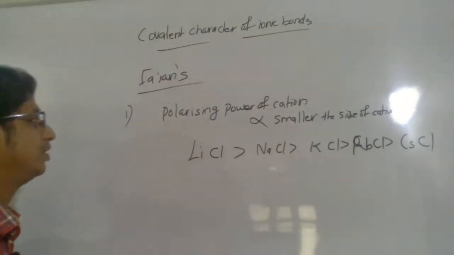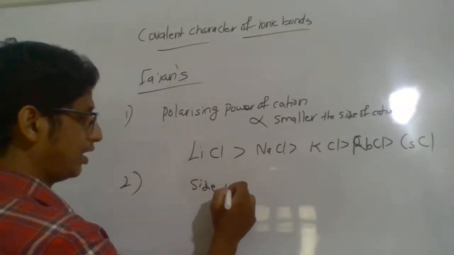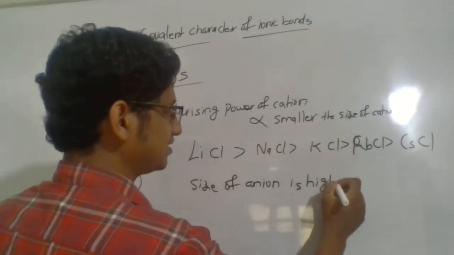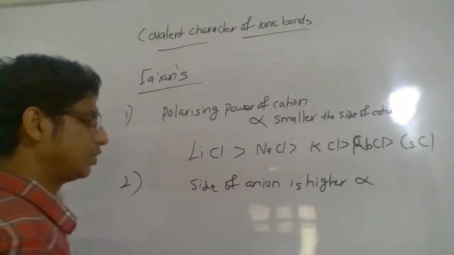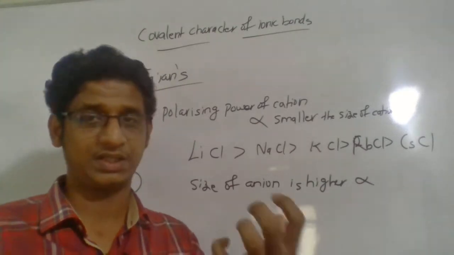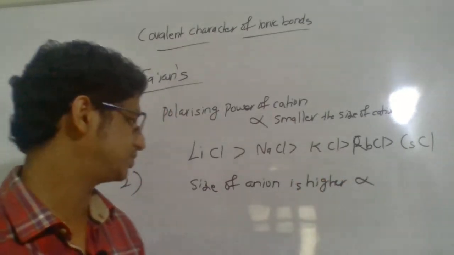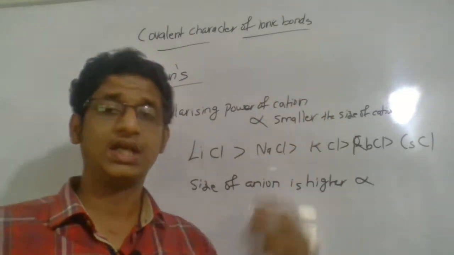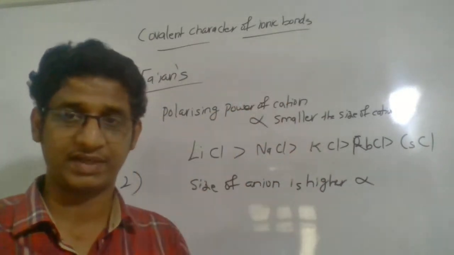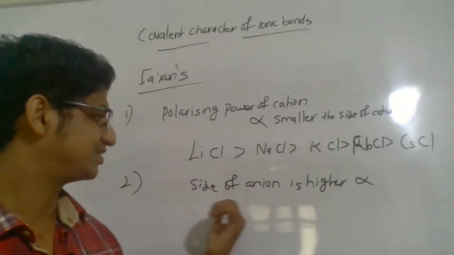Second point, what about anion? If the size of the anion is higher, it means higher polarizability. Not polarizing power here, it's polarizability: how much the anion is getting distorted. It is observed that if the anion size is higher, then the polarizability, or the degree of covalent character, actually increases with the size of the anion.